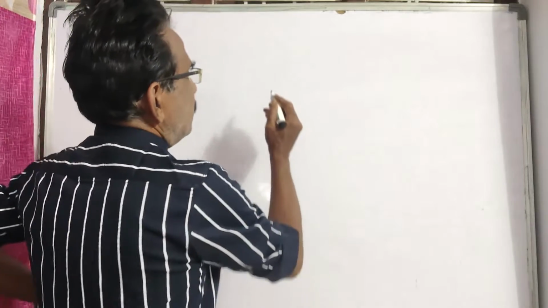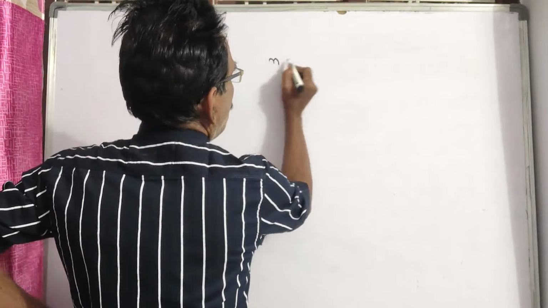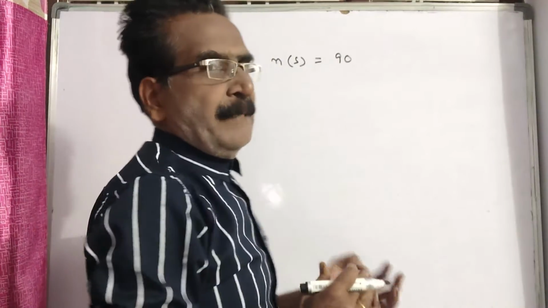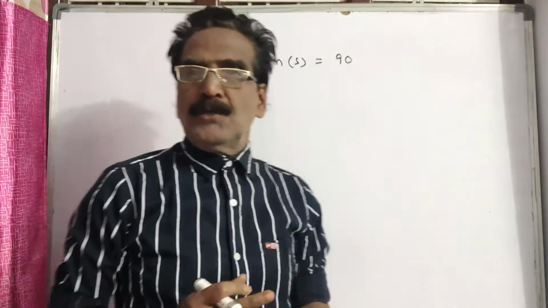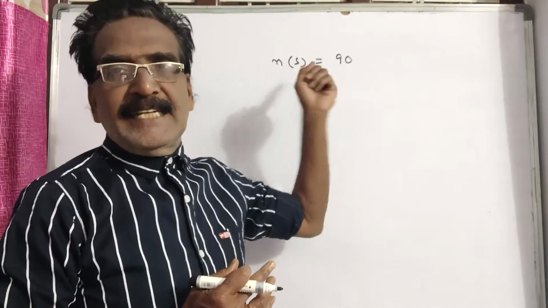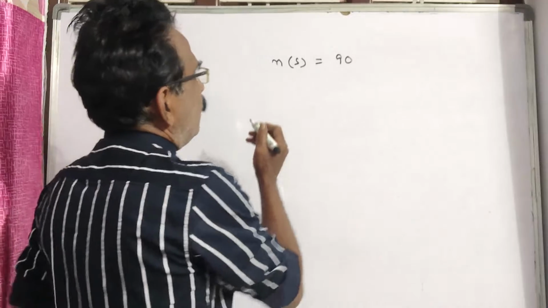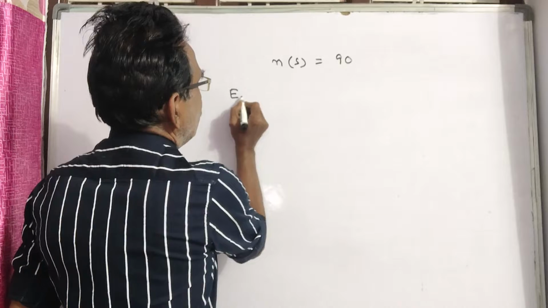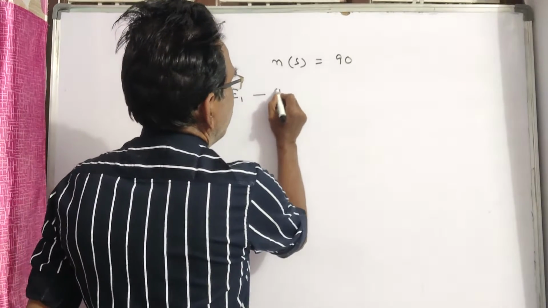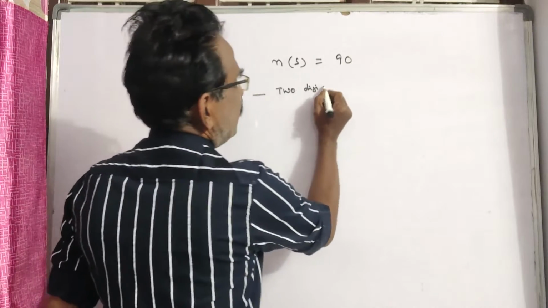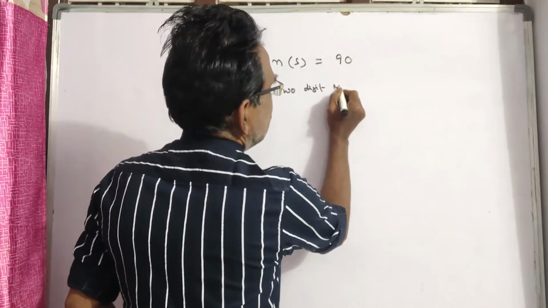So here the total number of outcomes is 90. We have 90 numbers from 1 to 90. So n(S) is equal to 90. Now first, we want the number to be a two-digit number. Let E1 be the event of getting a two-digit number.